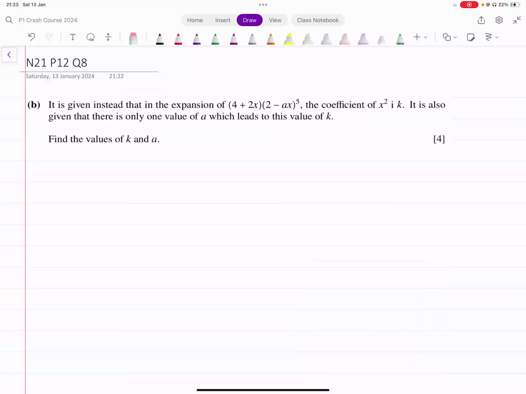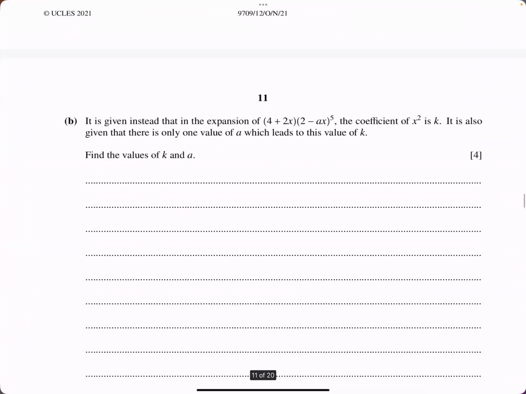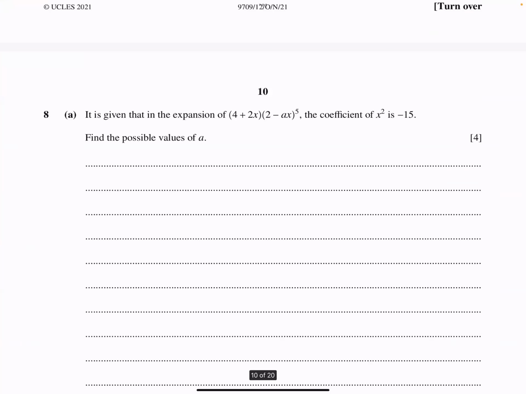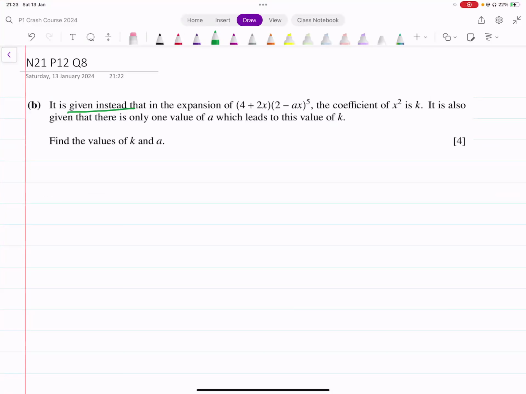Okay, let's have a look at this. Part B of this. It's given that, so basically, when it says it's given instead, that means the first part is not relevant. So there was a first part of this question as well, but that's not relevant to the second part. This is independent, the second part. So it says it's given that in the expansion of (4 plus 2x) into (2 minus ax) whole raised to the power 5, the coefficient of x square is k. It is also given that there's only one value of a which leads to this value of k. Find the values of k and a.